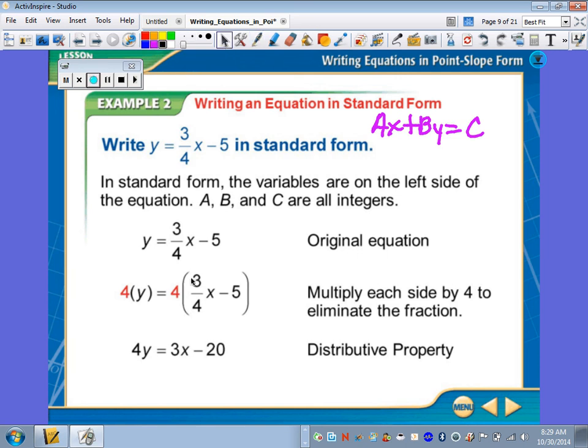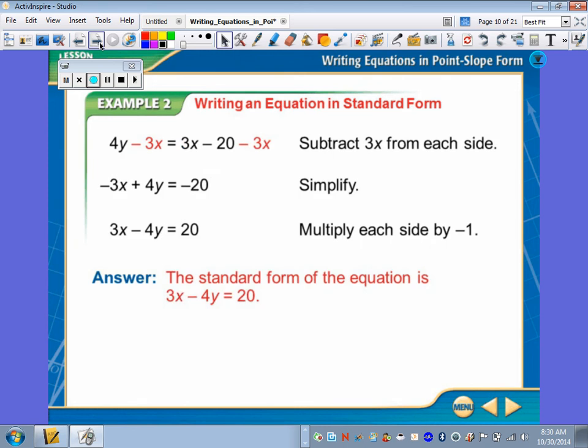So what they did is they got rid of the fraction first, and I'm perfectly okay with that. Okay, so what they did is they multiplied through by 4 because that's the only denominator they have. So you multiply each term by 4. So this becomes 4y. Here the 4's cancel, so this is 3x. And then minus. So 4 times a negative 5 is a negative 20, so minus 20. Okay, so that's the first step. They got rid of the fractions because remember, A, B, and C have to be integers.